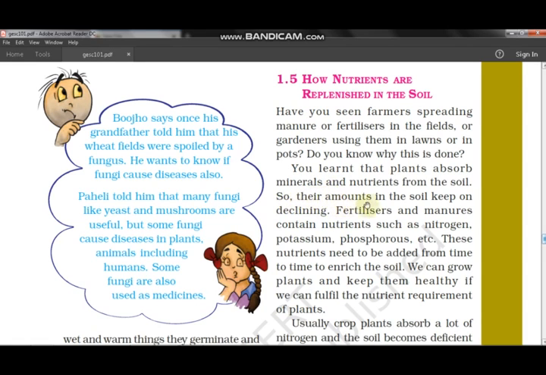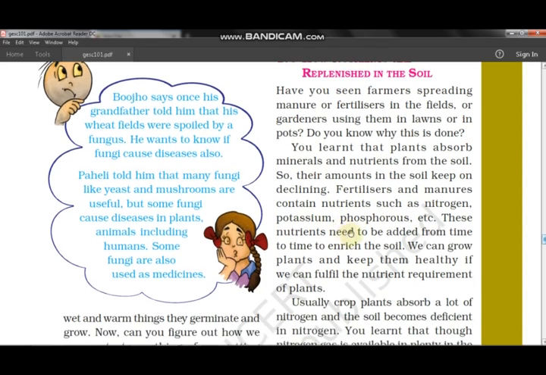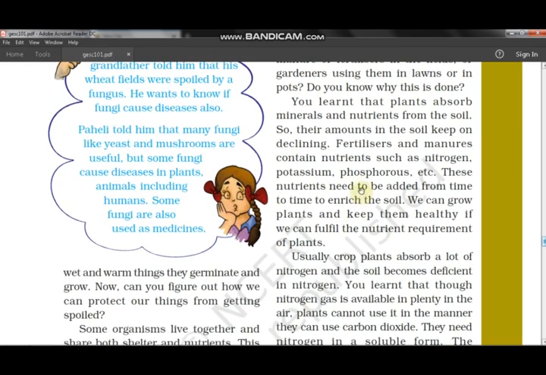So their amount in the soil keeps on declining. Obviously, as we grow plants again and again on the soil, they will absorb the nutrients, and the amount of nutrients in the soil will decline with time. So fertilizers and manures contain nutrients such as nitrogen, potassium and phosphorus. These nutrients need to be added from time to time to enrich the soil.